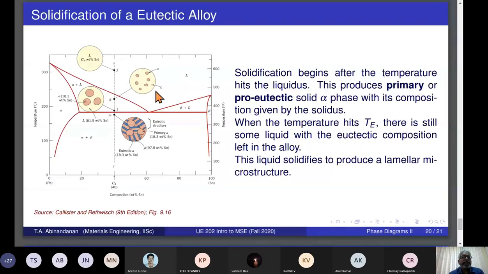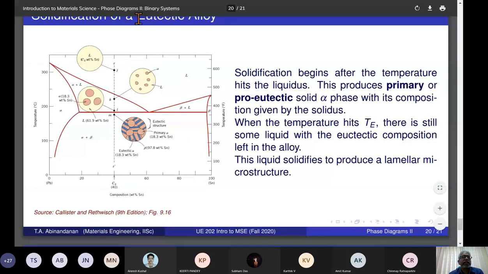All right, the off-eutectic alloy. So this should also be an off-eutectic alloy here. Again, I need to change this. I'll post a corrected version later.